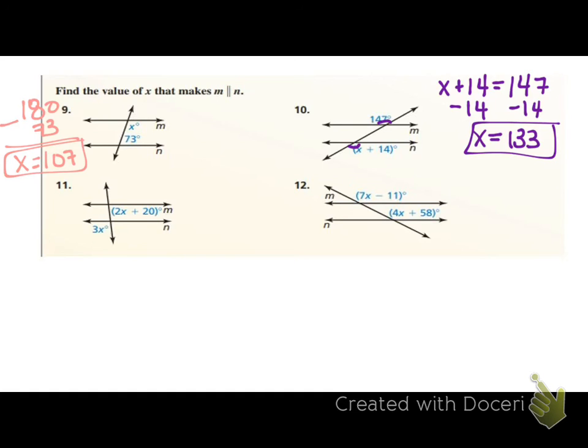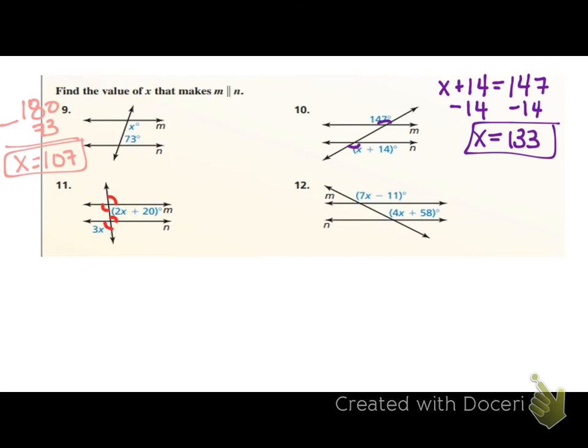This next one is where we do the highlighter trick again. If you take a highlighter, I'm just going to highlight all of the angles that are congruent with 3x. The options are these x's are congruent or they're supplementary. Those are the two options. So I'm just going to highlight all of the angles that would be congruent with 3x: 3x and the angle vertical to it, then the angle that is corresponding with it, and then vertical to that.